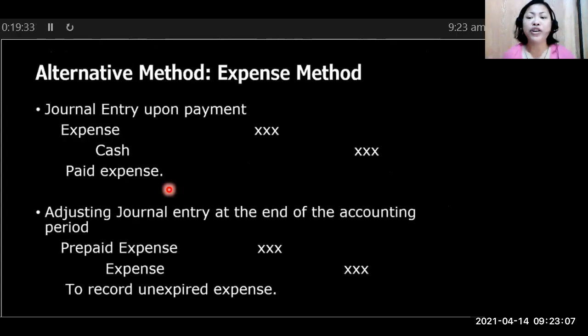So let's have an alternative method. There's also an alternative method. A while ago, we used the asset method. How about if we already use the expense method? What is the expense method?